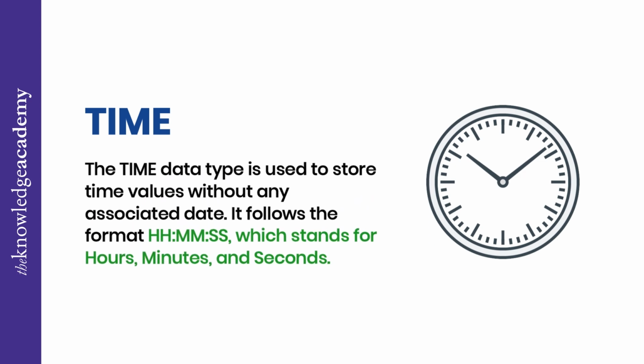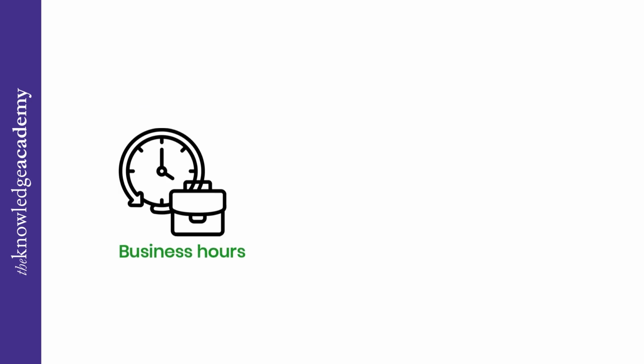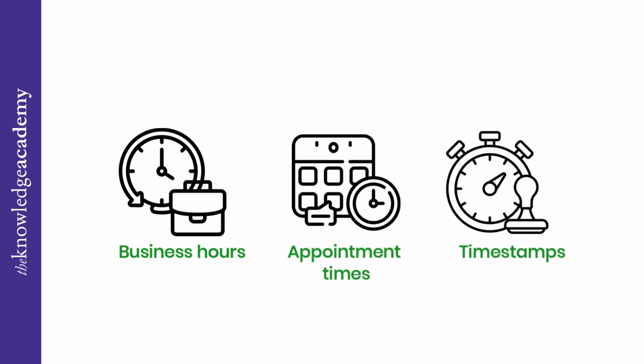Next is the time. The time data type is used to store time values without any associated date. It follows the format hours, minutes, and seconds. For example, this represents 2:30 p.m. Time is useful in scenarios where you need to record specific times of the day, such as business hours, appointment times, or timestamps for logging events that occur throughout the day.